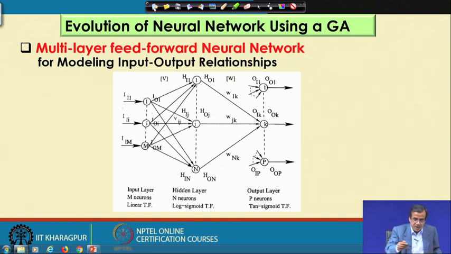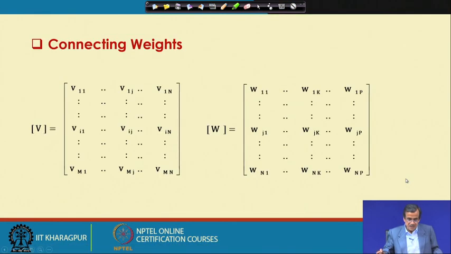Now, the same thing whatever I discussed here, I have written on the slide. So, let us try to see that.